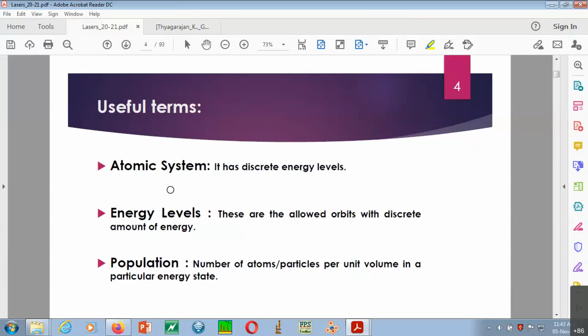Continuous in the sense there are so many energy levels near each other that it is very difficult to identify them as discrete levels, so it looks like a continuous spectrum. But whenever I talk about the atomic system, I'm talking about energy levels which have a difference in between, so we know them as discrete energy levels. Now how to define an energy level? Basically, the orbits have a certain amount of energy, and based on that we say energy levels.